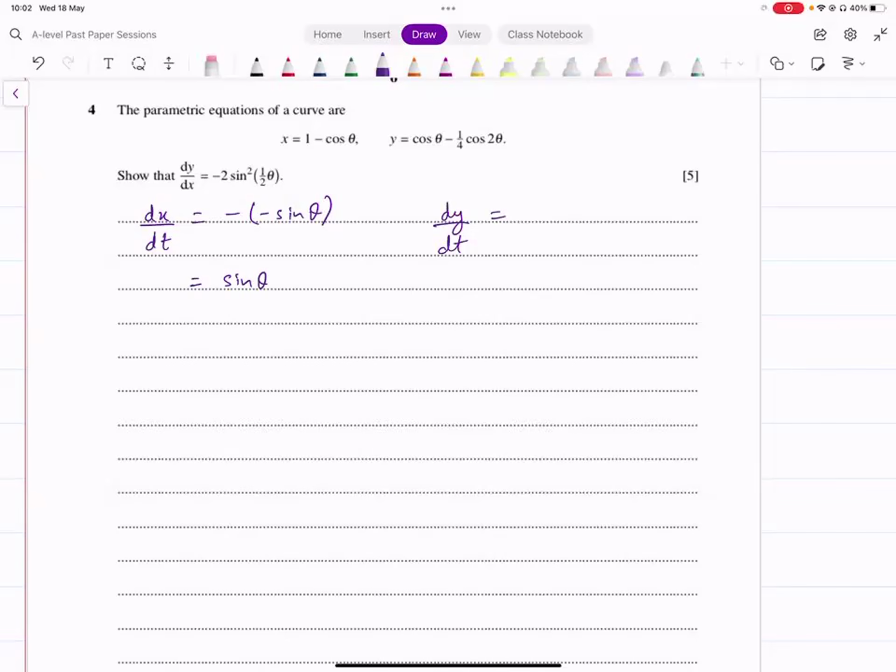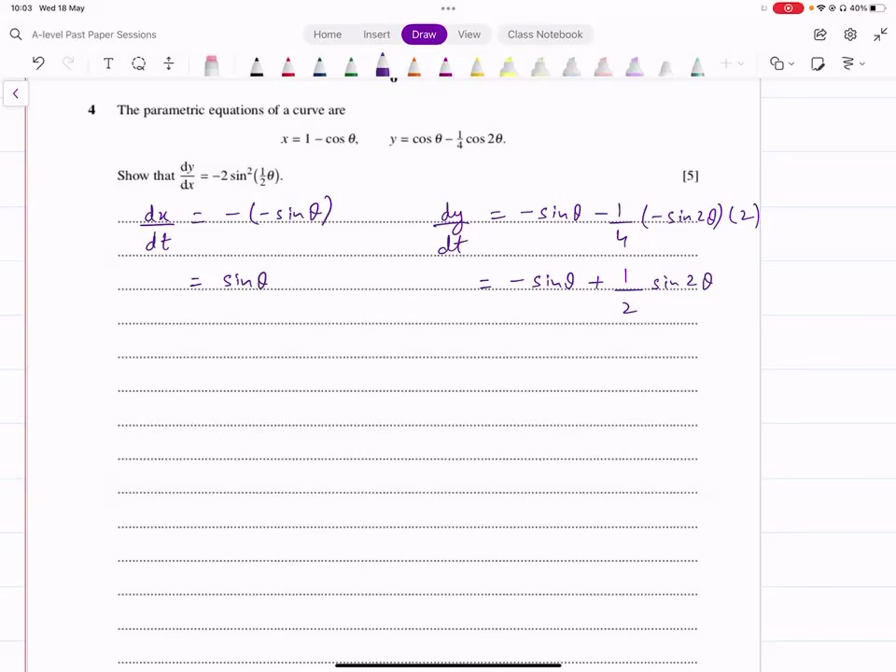Okay, अच्छा. Let's find dy over dt. Cos theta, the derivative of cos is minus sine theta. Minus 1 over 4 cos 2 theta, क्या करेंगे? 1 over 4. Cos का derivative again is minus sine, so this becomes minus sine 2 theta. And then you multiply by the derivative of what is inside here. 2 theta का derivative क्या होगा? 2. We also multiply by that. Let's simplify this. We get minus sine theta plus 2 and 4, they get cancelled. You get 1 over 2 into sine 2 theta. This is dy over dt. So we've got dx over dt and we've got dy over dt. दोनों आ गए आपके पास.